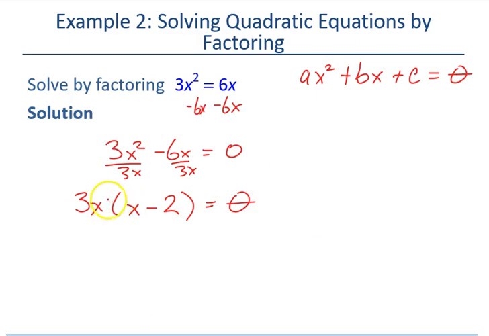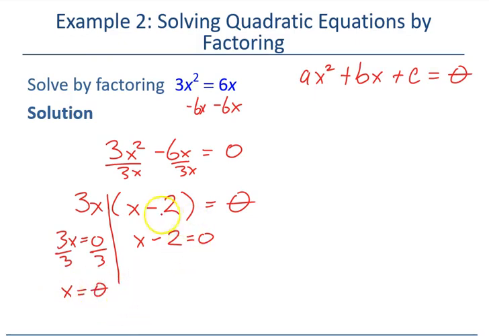But I can still solve this. I can say, how about 3x equals 0, and x minus 2 equals 0? Here we're just going to divide off the 3, and I get x equals 0. Over here, add 2 to both sides, and I get x equals 2. So the answer to solve this would be x equals 0 and x equals 2. That would be the answer for this.